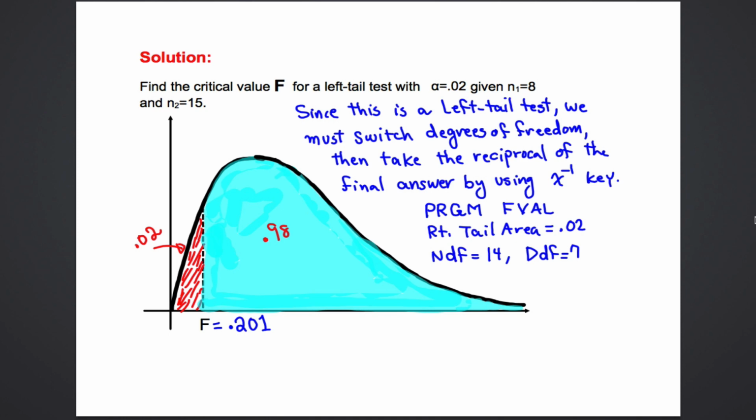Again, we're going to use the program fval, and the area of the right tail will be 0.02, equal to the significance level. But since this is a left tail test, we have to take the reciprocal of the answer. Again, we can do that by pressing x to the negative 1 followed by enter. In this case, we get 0.201.